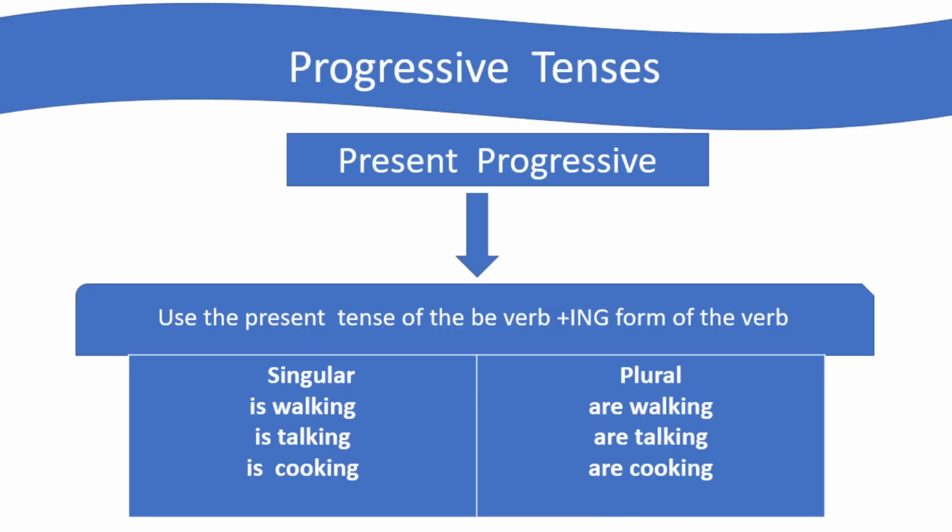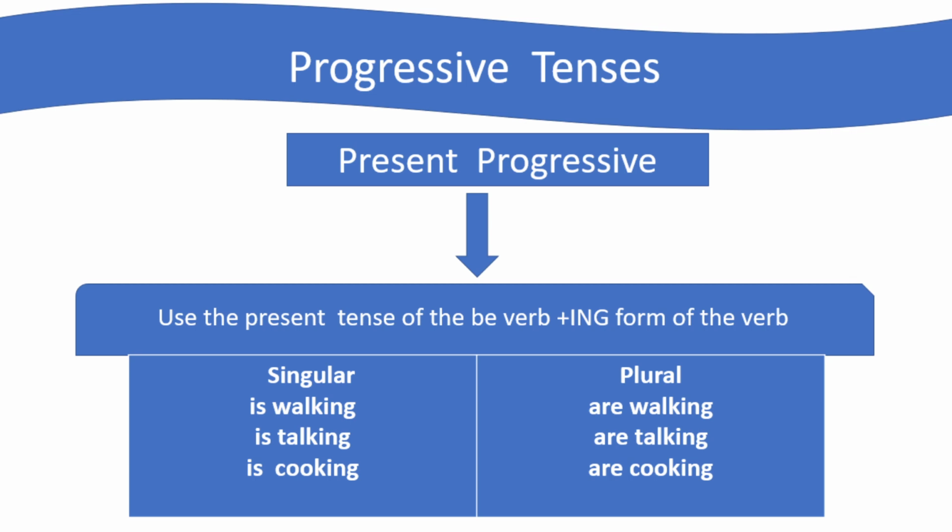So let's start. Of course, we will now proceed with the progressive tenses. Under progressive tenses, we have the present progressive, the past progressive, and the future progressive. May I just remind you that progressive and continuous are the same. So in this video, I will be making use of the term progressive tense. So how do we construct the present progressive tense? First, you have to use the present tense of the be verb. So what are be verbs? We have is, are, okay? And then the ing form of the verb.